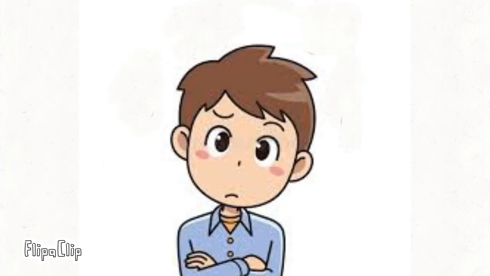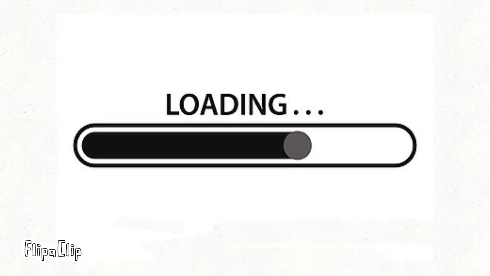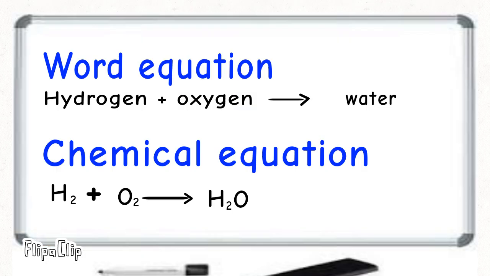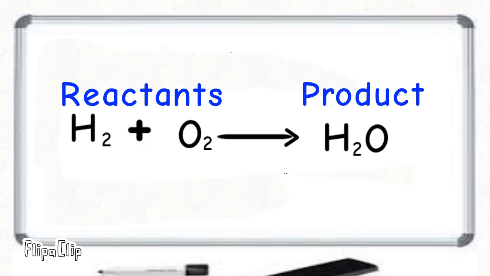So what are we learning today? Today, we will learn about how to balance chemical equations. Let's get started. In science, we have word equations and chemical equations, but our focus here will be on chemical equations. Chemical equations consist of the chemical symbols of the elements. A chemical equation consists of the reactants and products. Our main objective is to learn how to balance chemical equations.